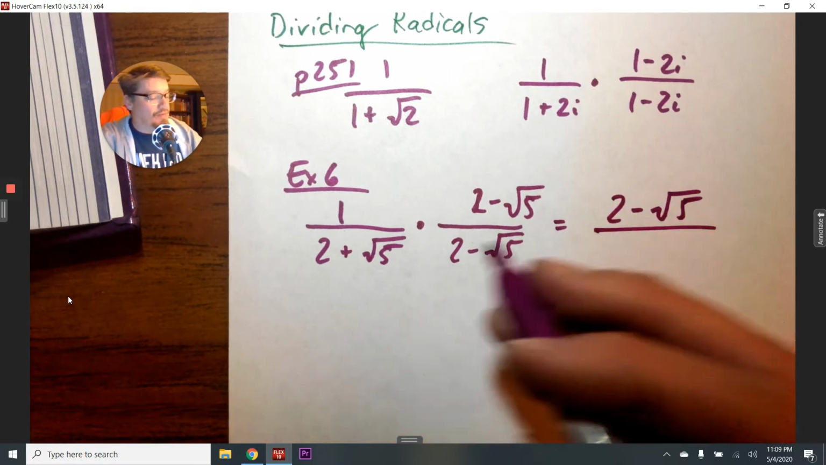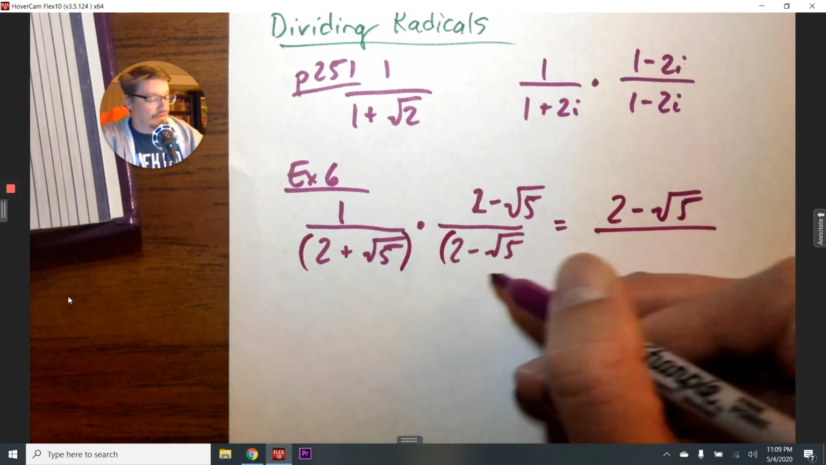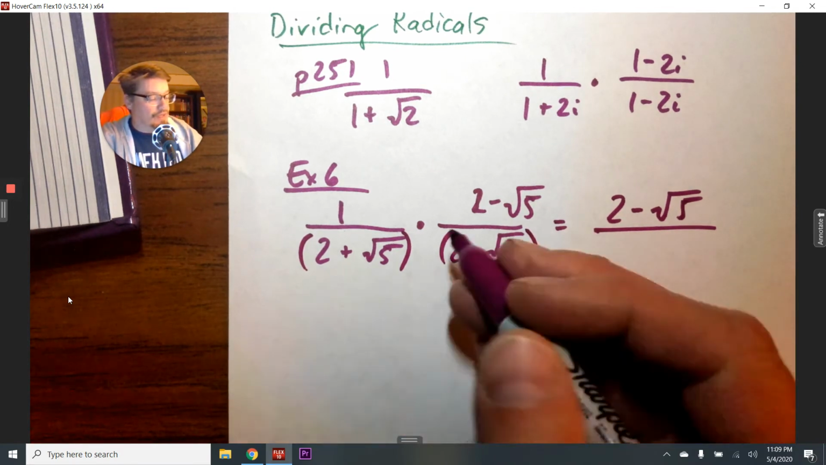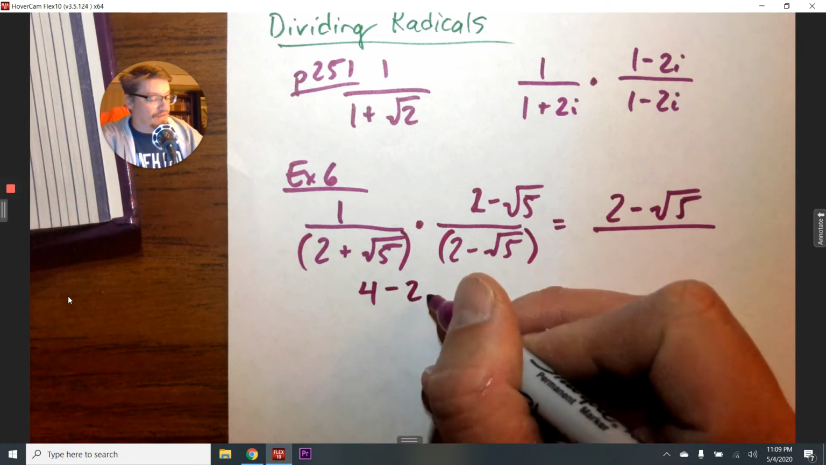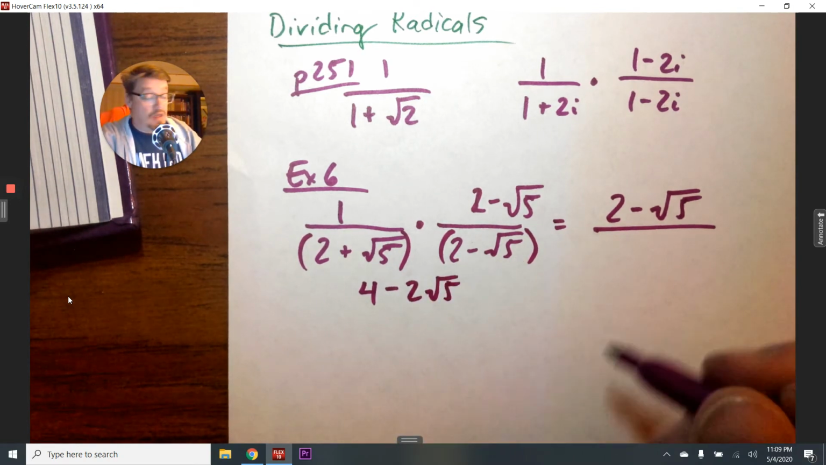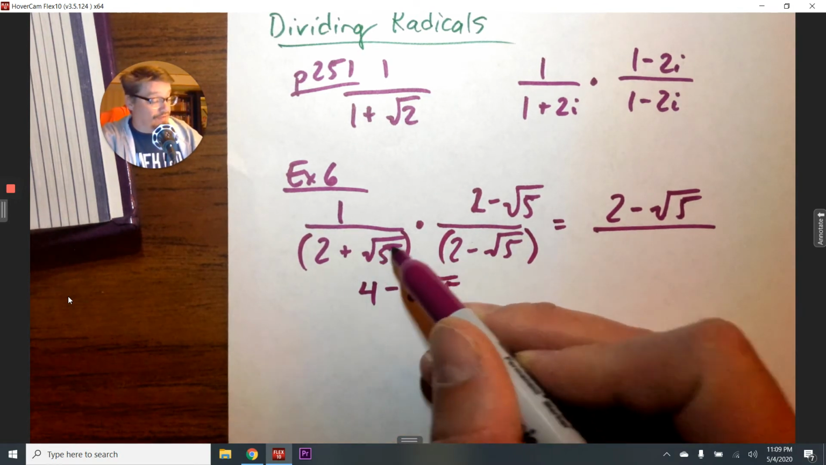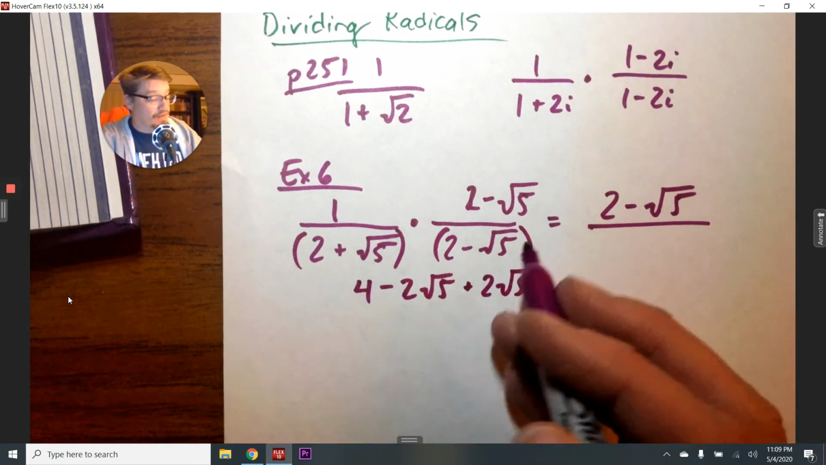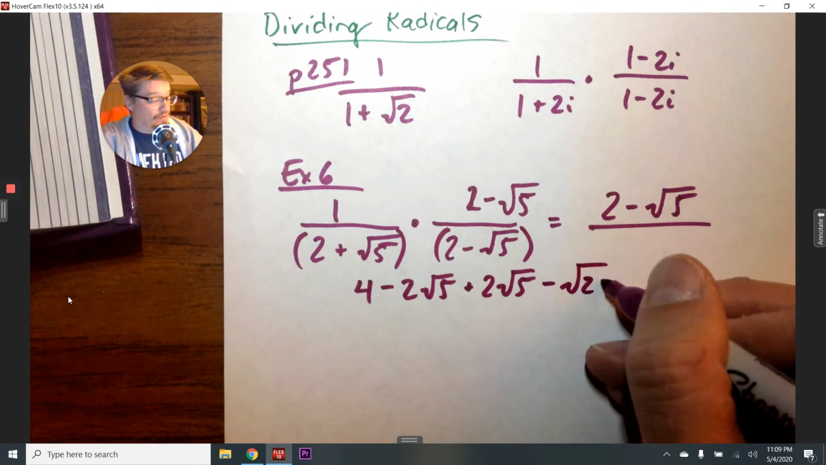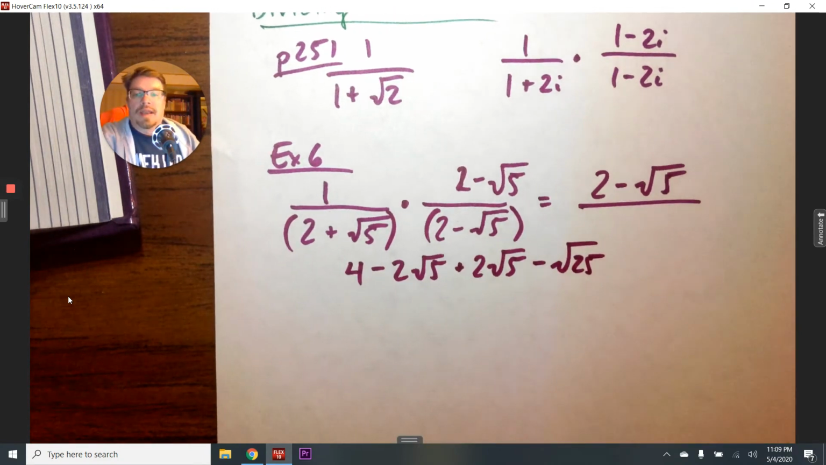And I'm going to be real careful here. I'm actually going to FOIL these. So 2 times 2 is actually 4. 2 times negative radical 5 is just negative 2 radical 5. Now I distribute this radical 5 to 2, and that will just be 2 radical 5. And then this becomes a minus the square root of 25.